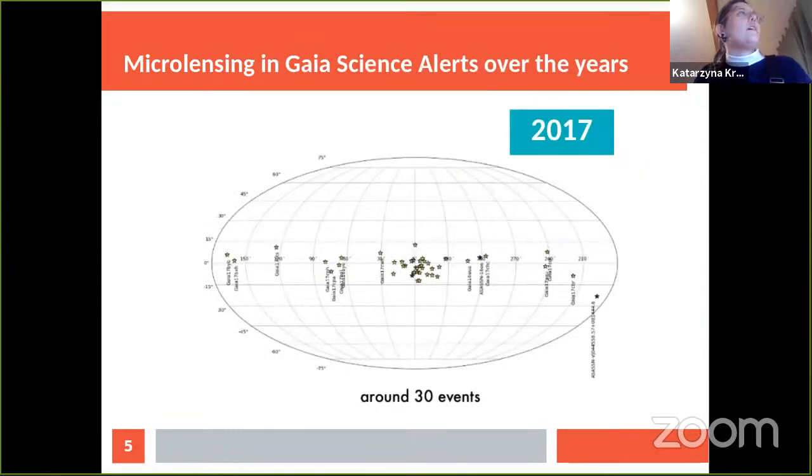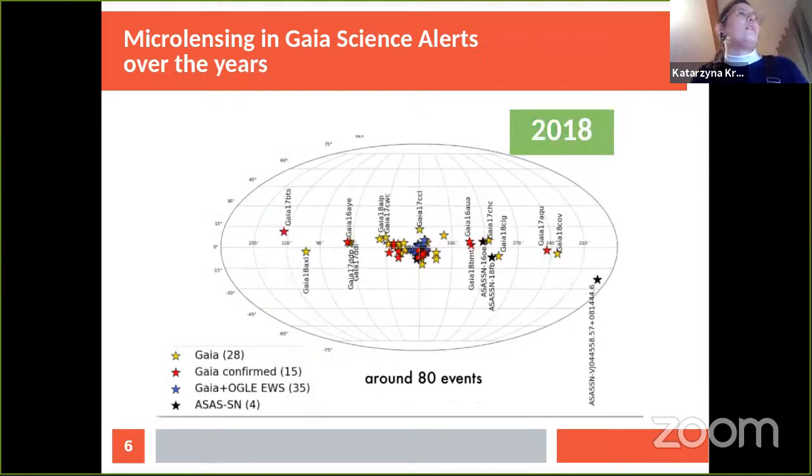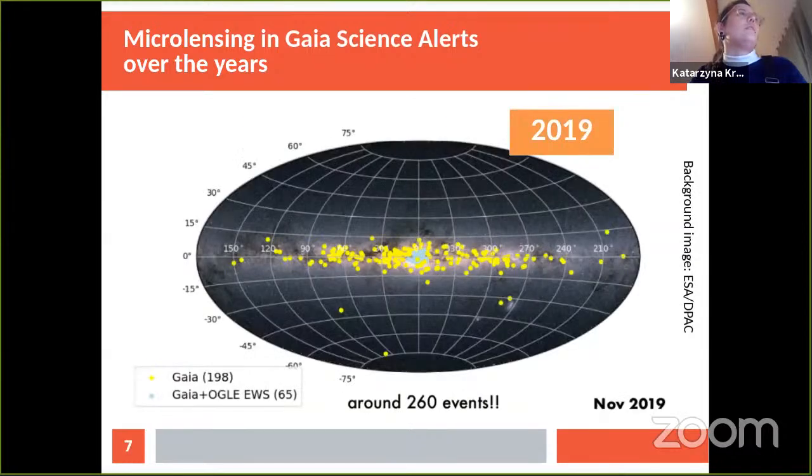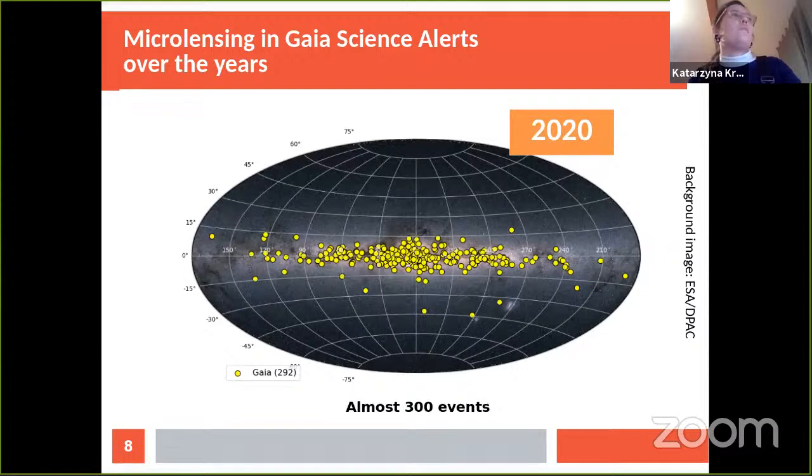And now I would like to present a little history of microlensing in Gaia Science Alerts. When I first joined the project in 2017, we only had a handful of events. However, this changed quickly over the years. By 2019, we had around 260 events, which was quite shocking for me. And this is the image from January, basically from yesterday. Right now we are at 292 events, so that's still a lot. However, it's not such a huge change compared to the almost 260 events from November 2019.